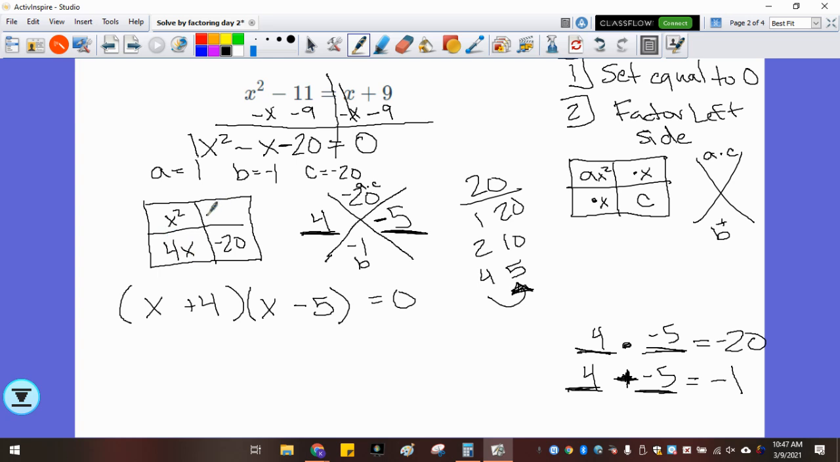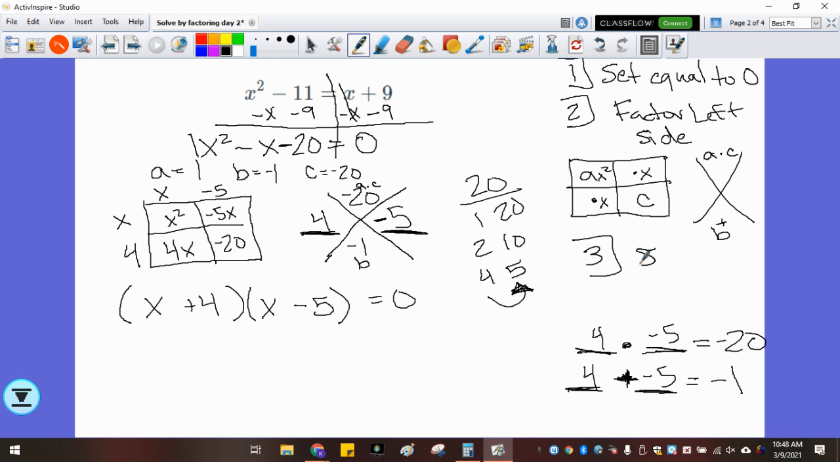x here, negative 5x here. x times x gives me x squared. 4 times x gives me 4x. Negative 5 times x gives me negative 5x. And 4 times negative 5 gives me negative 20. So that's factored. The left side's factored.